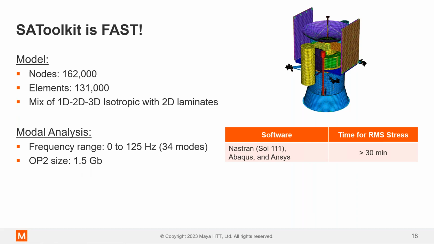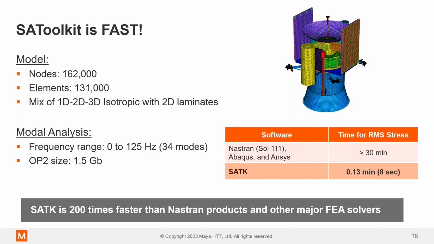So if you look at your common FEA solvers, Nastran, Abaqus, Ansys, it'll take more than 30 minutes to get the RMS stresses with a random vibe solve. So SATK, it actually can solve that in 8 seconds and give you all those same stresses. So it's over 200 times faster than a lot of the other major FEA solvers.